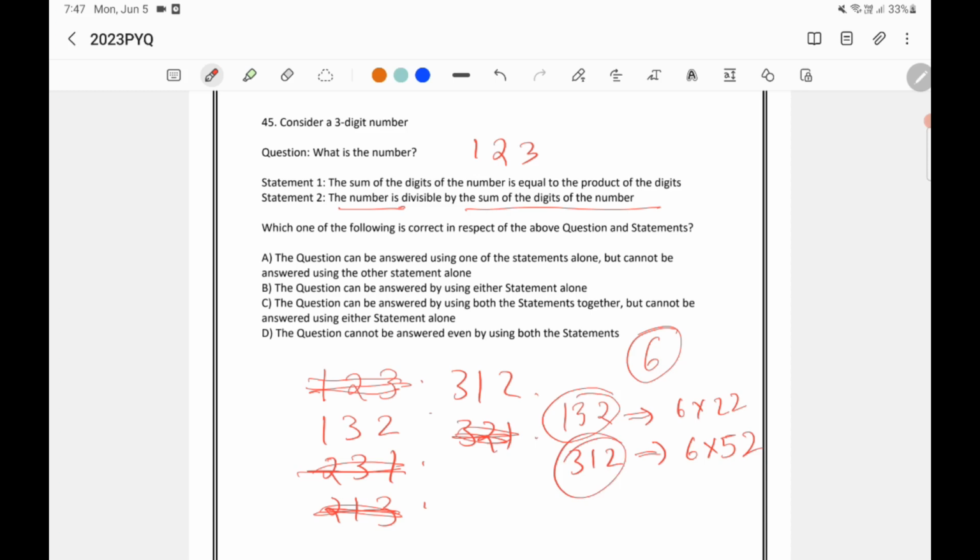So we cannot answer the question here. So either it could be 312 or it could be 132. So we cannot answer the question. So option D, the question cannot be answered by using both the statements. That is the right answer.